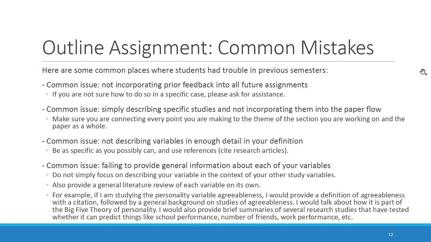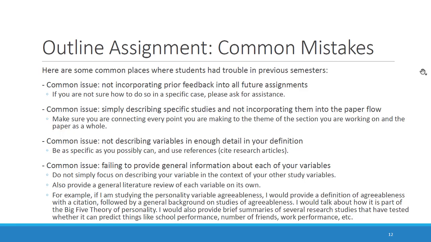Another common issue is failing to provide general information about each of your variables. I see students sometimes falling into a pattern of focusing just on their specific hypotheses or research questions. So for instance, if I am studying the relationship between conscientiousness and job performance, students may only focus on research that includes both of those variables at the same time. What I'm actually looking for in this paper is, in certain sections, when you're describing each variable individually, for you to provide an overview of the research on each of those variables by themselves.